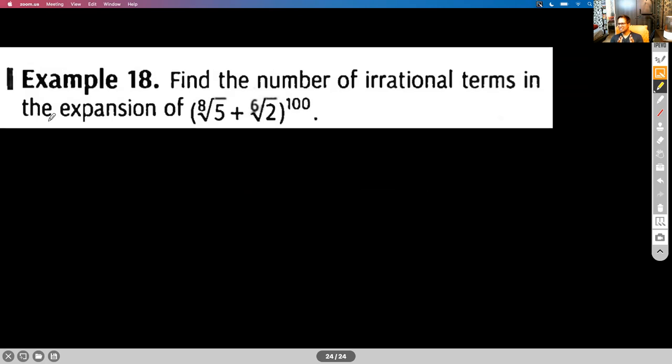So as you can see, the power is 100. When you expand it, you'll get almost exactly 101 terms. So out of those 101 terms, how many terms do you think are actually irrational in nature? Now, this is what the competitive exams want you to solve. The previous ones were all basic copybook questions. These are the ones where you have to think. So let me give you some time. Once you get the answer, please give your response on the chat box.